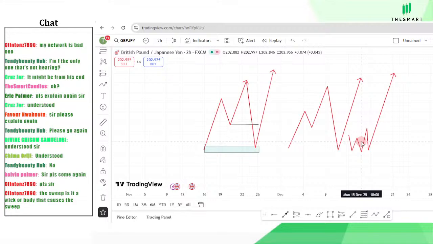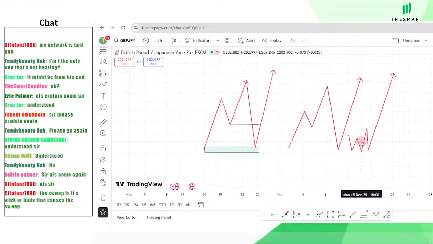Now, for sweep, sweep happens with candle wick, and it can also happen with candle body. We have sweep with wick, where you just see the candle wicking below or above the zone, or you can also have a candle body close. It's possible.